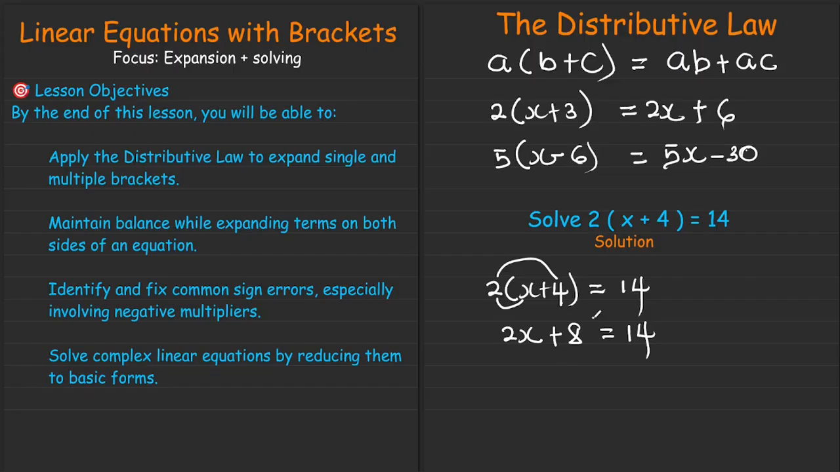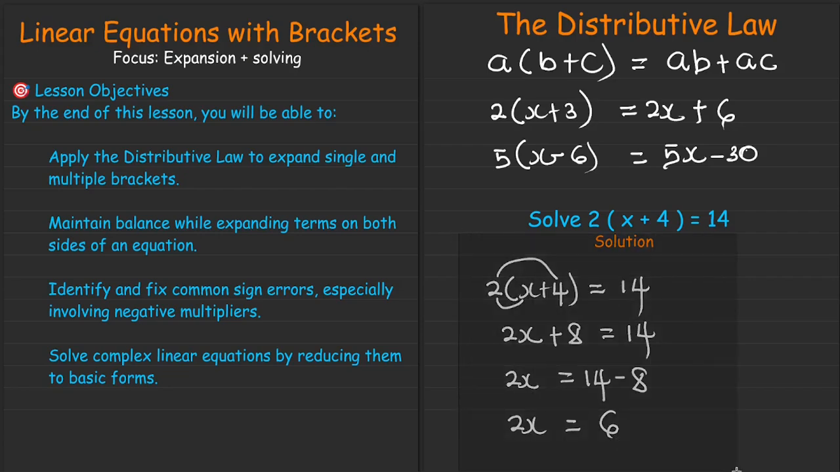The first thing we need to do is to move our 8. So we have 2x equals 14, then minus 8. Minus 8 because the positive 8 moves across the equal to sign to become a negative number. So that we have 2x equals 14 minus 8, which then gives us a 6. So we have 6 over here.